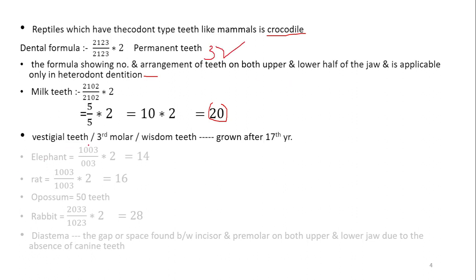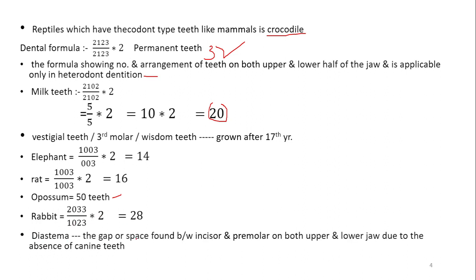Vestigial teeth, or third molar, or wisdom teeth, grow after 17 years. In elephant, the dental formula is here. In rat, their dental formula is here, and opossum has 50 teeth. Rabbit dental formula is here. Diastema: the gap or space found between incisor and premolar on both upper and lower jaw due to the absence of canine teeth is known as diastema.